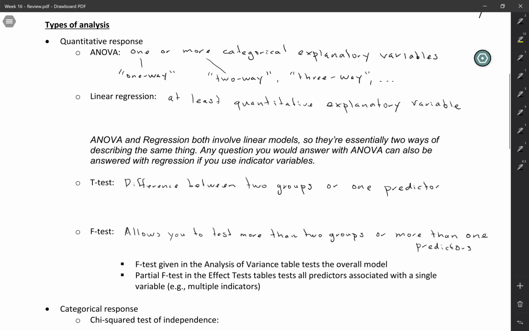And we have talked about different types of f-tests. So there's the f-test that's given in the analysis of variance table, and that's looking at the overall model. So your null hypothesis in that case would either be that all of your means are equal to each other, like in an ANOVA context, or all of your predictors are equal to 0 in a linear regression context. So basically there's nothing interesting going on. There's no associations present. Whereas a partial f-test, instead of looking at the overall model, is just looking at a set of predictors or a set of these means. An example of that would be testing all of the predictors associated with a single variable, so like multiple indicator variables that all correspond to the same non-binary categorical variable. We would want to test those indicators all at once with a partial f-test.